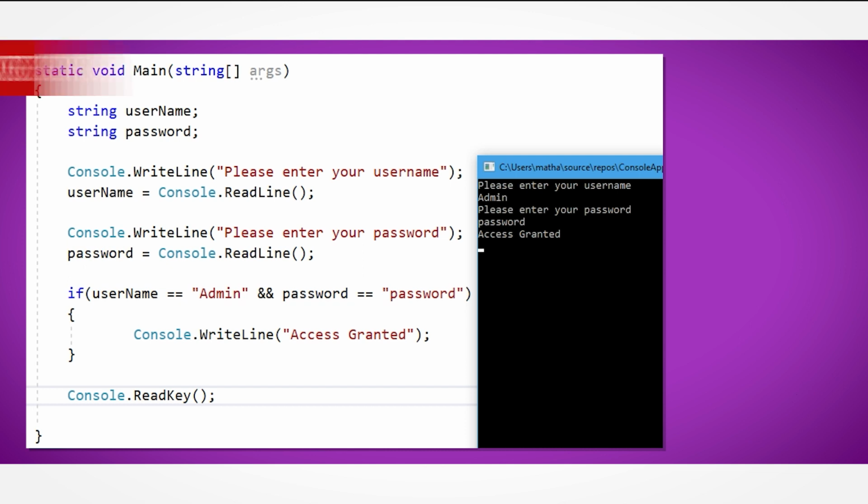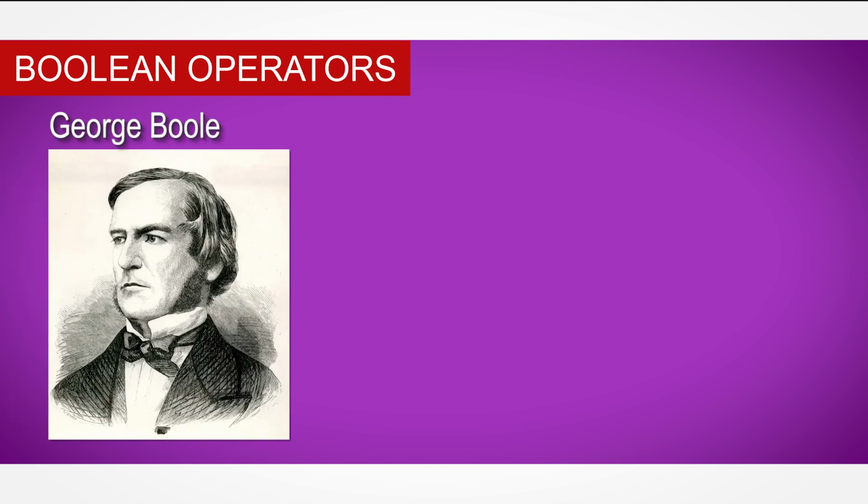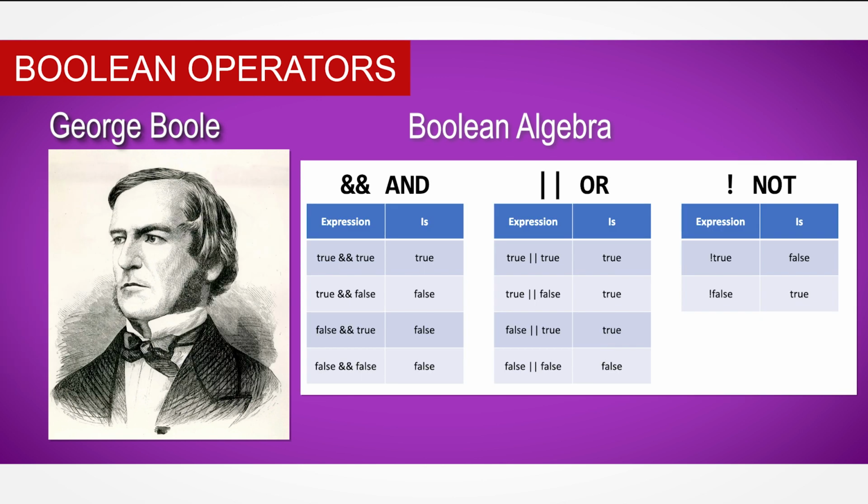This is known as a Boolean operator. Named after the English mathematician George Boole, he invented a symbolic logic known as Boolean algebra, where the values are either true or false. Boolean algebra centers around three simple operators: and, or, and not. Let's look at another example using the or condition this time.